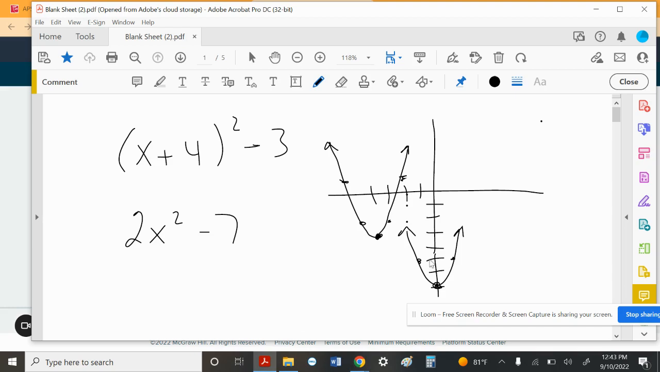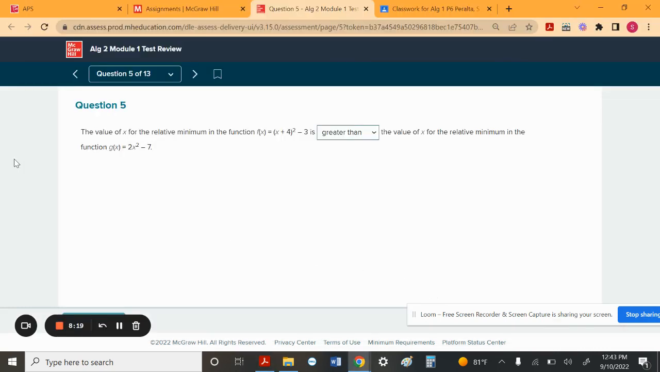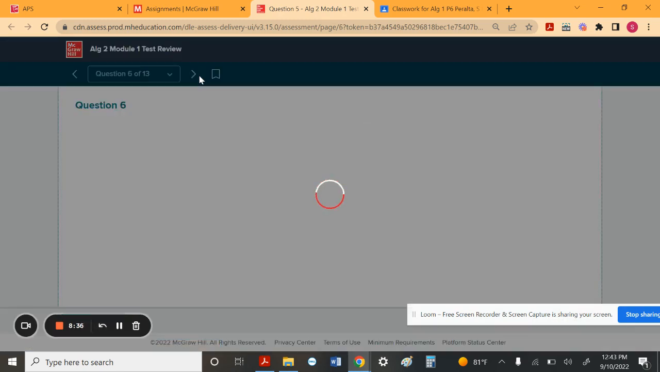So the value of x here is 0. The value of x here is 4. So the value of x in this one is less than the value of x in this one. So this kind of shows me that I always tell you guys to read your questions carefully. Notice that I went back and reread the question just to make sure it was saying the value of x, not the value of y. Okay, number 6.